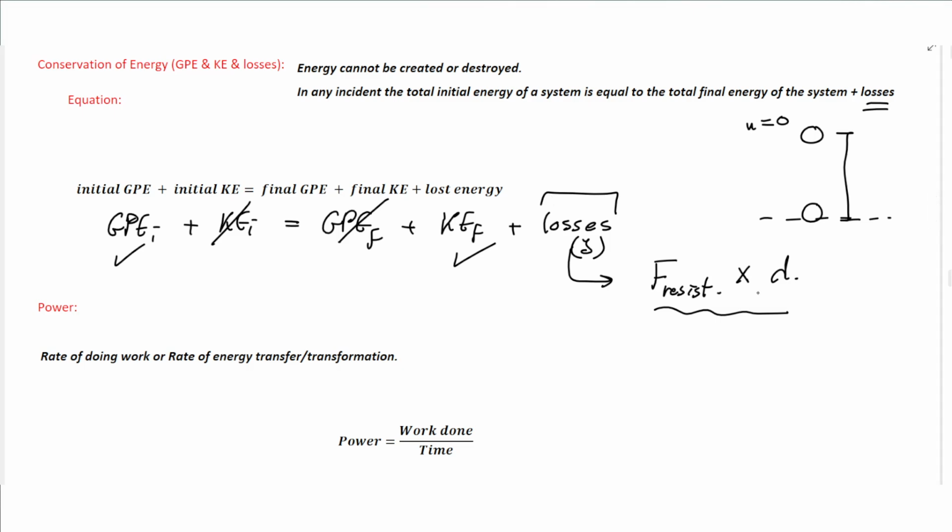Then you're required to calculate the frictional force or the resistive force. You say that this lost energy is equal to the resistive force, which is unknown, multiplied by the distance traveled, which is the height you fell. This is how you calculate the resistive force when there is a question about energy changes.